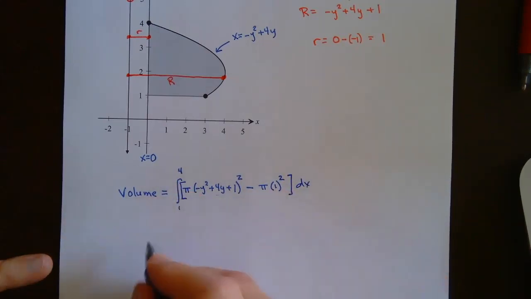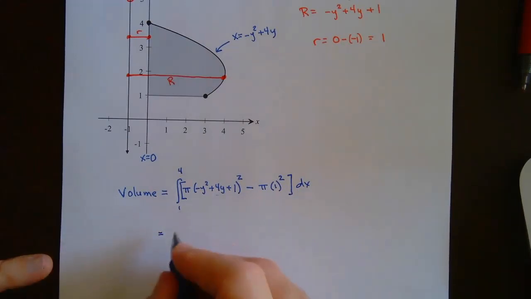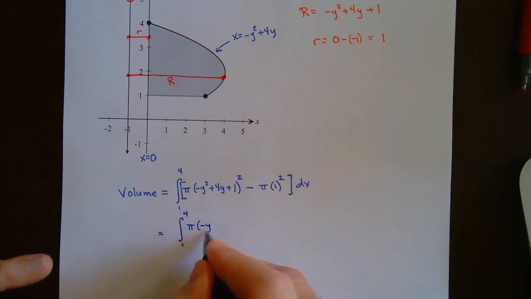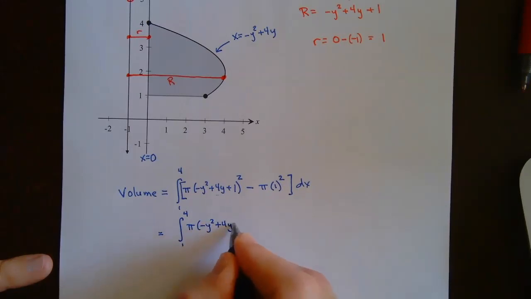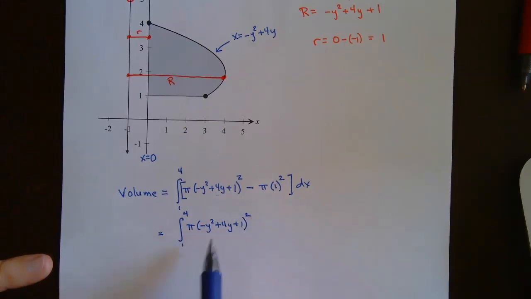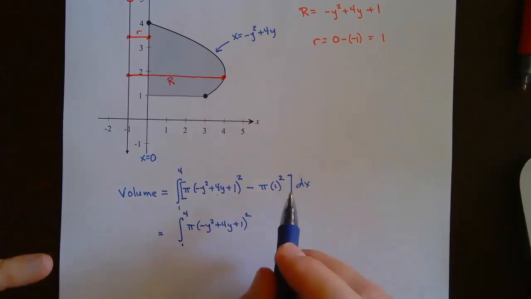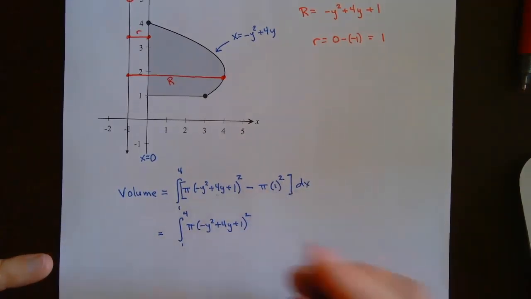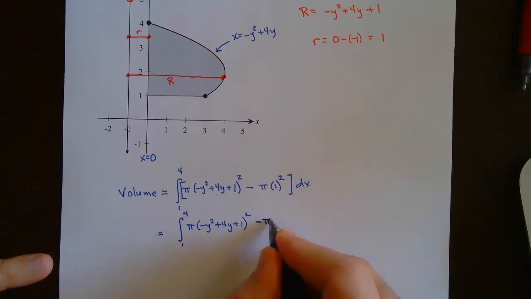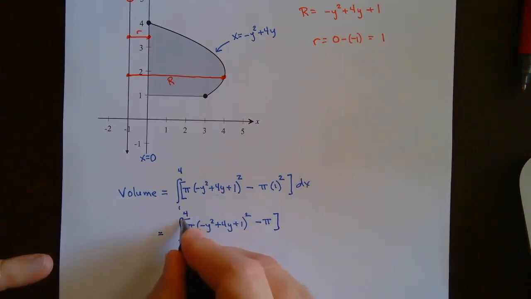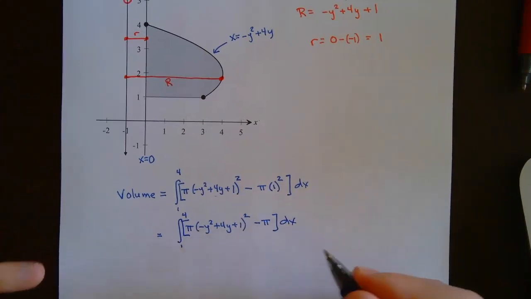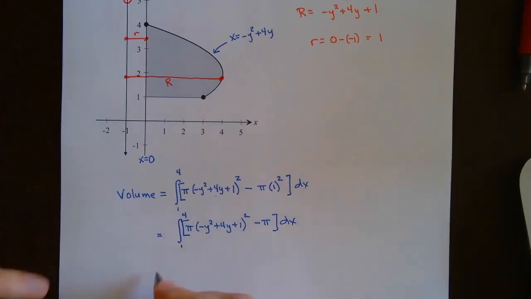And then dy. I'm going to clean this up a little bit. This is equal to the integral from 1 to 4 of pi times negative y squared plus 4y plus 1, squared. This is a perfect example of not doing this by hand, because I'd have to square this and multiply it out, which would take some time. What I wanted to clean up is this: what's 1 squared? It's just 1, so this is just minus pi. I can put brackets around that, and then dy. Now we're just going to put that in our calculator and get the volume.